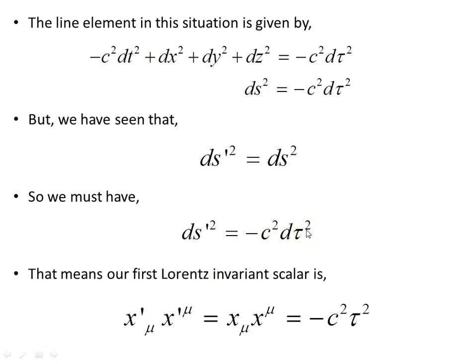Okay, now that's going to be helpful, because that means our first Lorentz invariant scalar is this scalar product for the primed observer, which is equal to this scalar product for the observer in frame S. So this is frame S prime, this is frame S. They both agree they're equal to each other, and they both agree it's equal to minus c squared times tau squared. So that's our first Lorentz invariant scalar. Notice there's no gamma in here. They're quite independent. It doesn't matter what factor gamma is.